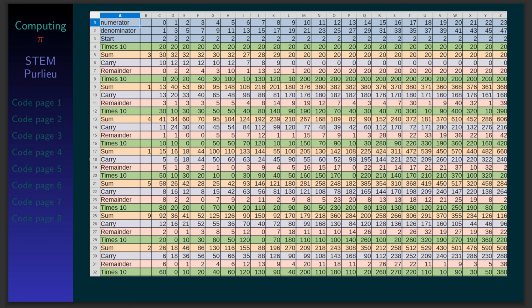Here's an example of a type of table which can be used to compute the digits of pi. In the B column, we'll see the digits 3, 1, 4, 1, 5, 9, 2, which correspond to the digits of pi. In row 1, we get the numerator of the fractions. In row 2, we get the denominator of the fractions. In row 3, we get the starting entries, which are 2. And then the remaining computations will convert the initial fractions to the final fractions.